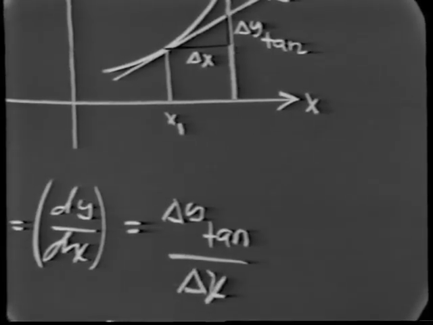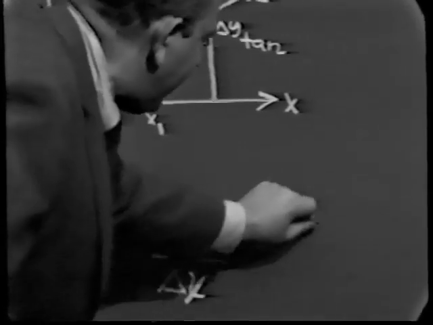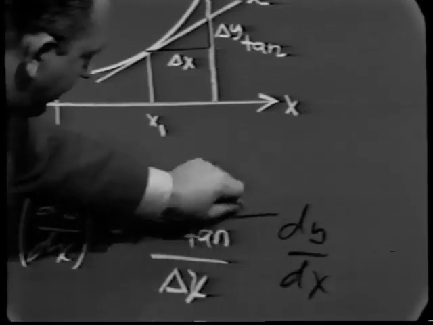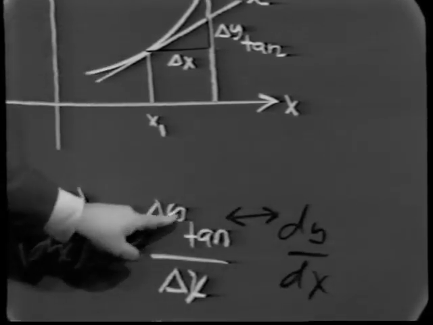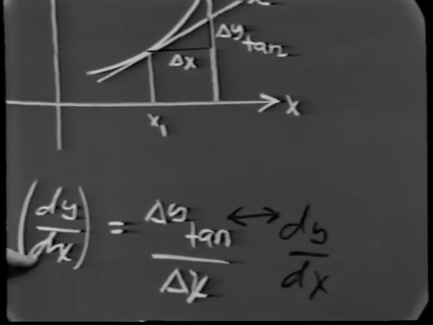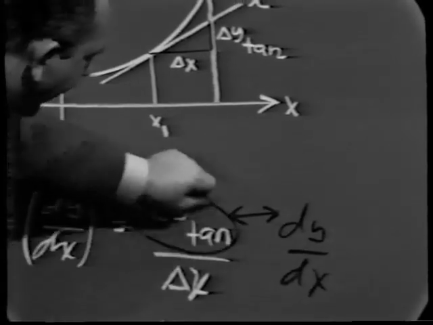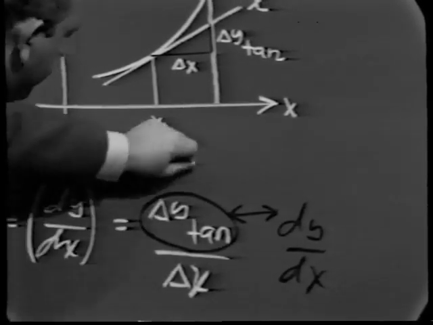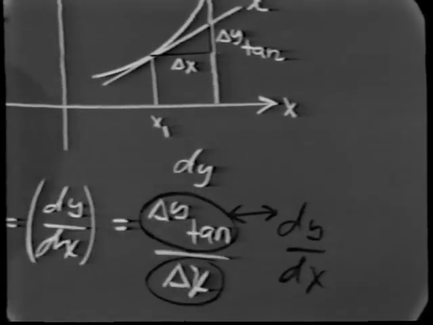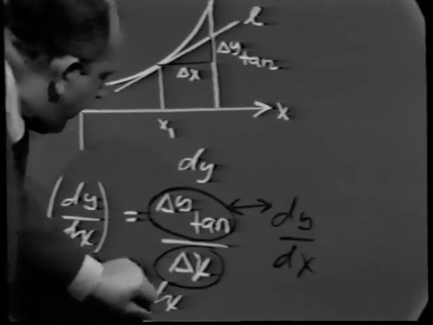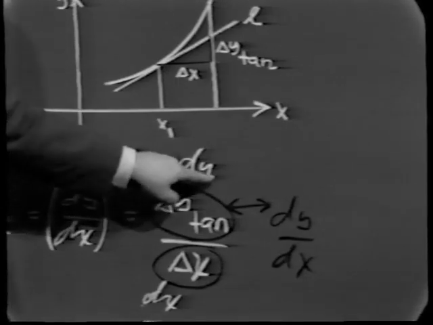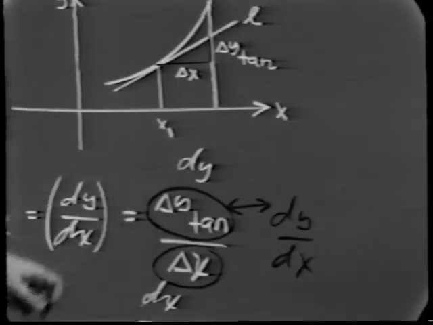And now one of the best ways to define dy and dx separately, it would seem to me, is what? Notice that this number divided by this number yields the symbol dy dx. Therefore, why not define this number to be dy, and define this number to be dx. In other words, the symbol dx will just be a fancy name for delta x. On the other hand, the symbol dy will not be a fancy name for delta y.